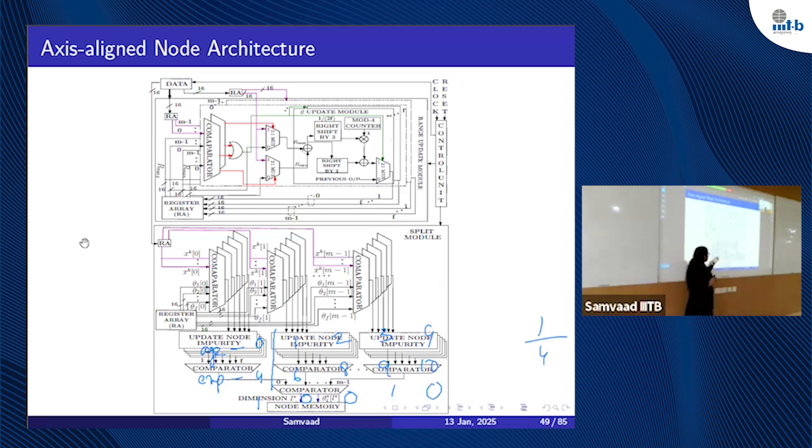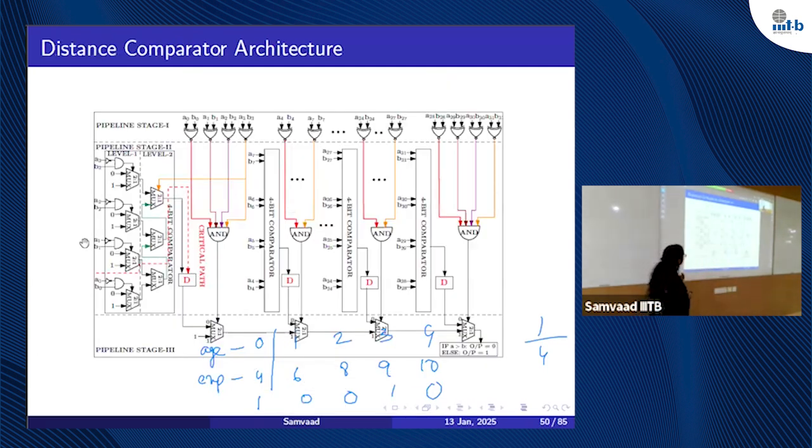So I am again sending it to this module where all the theta impurities are calculated, and those impurities across all dimensions are compared. Whichever impurity is less across all dimensions, that theta is stored in our memory, and that dimension is also stored in our memory as j. So this comparator was also pipelined to further speed up the operation.